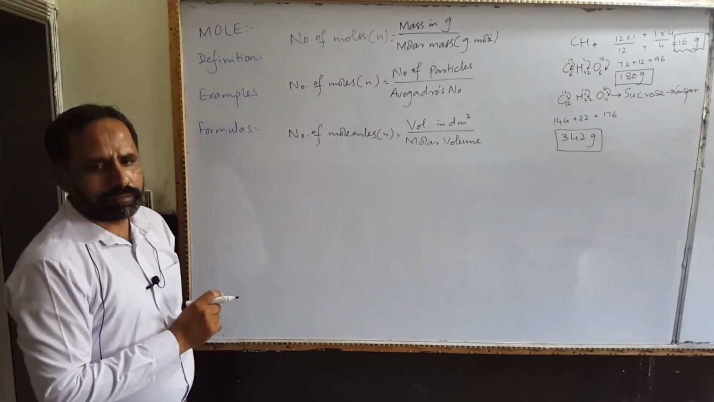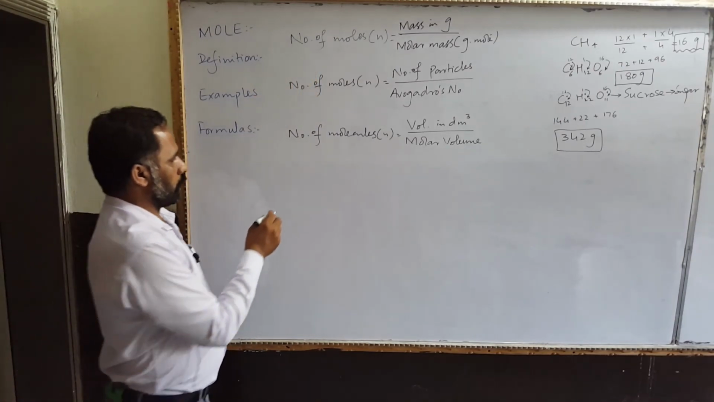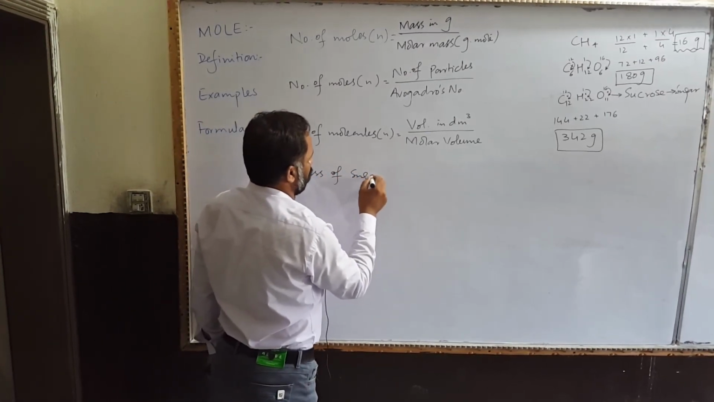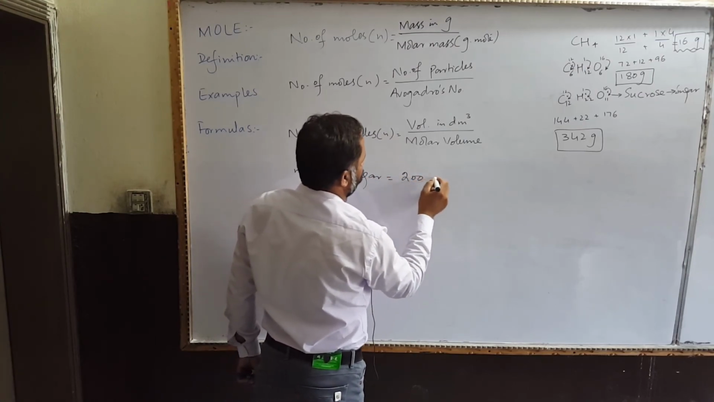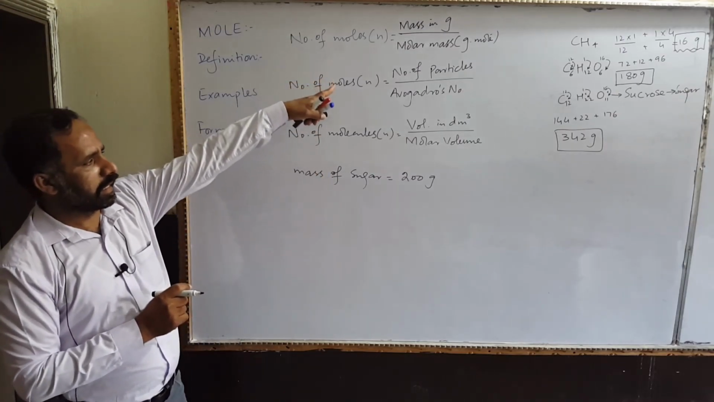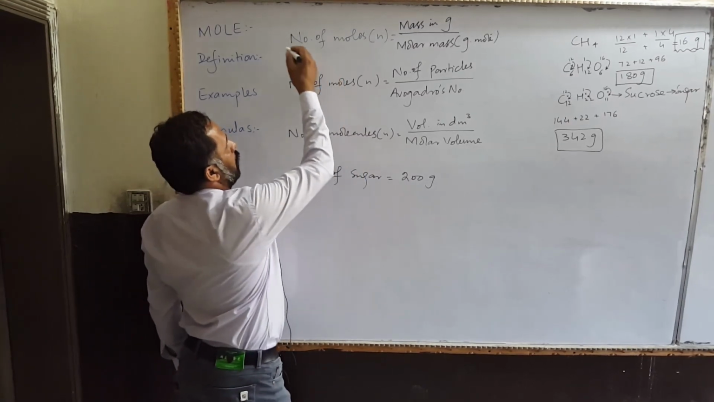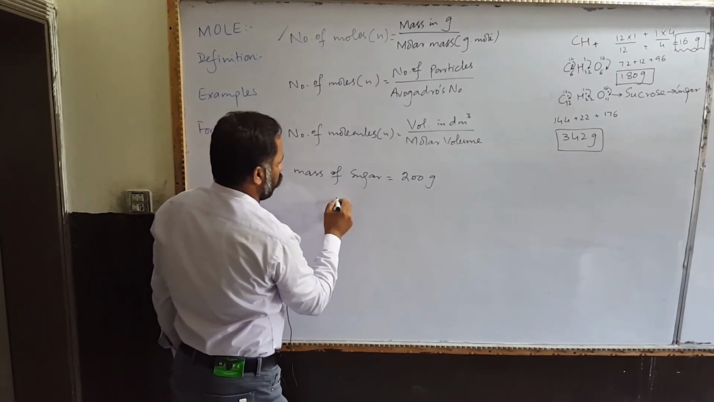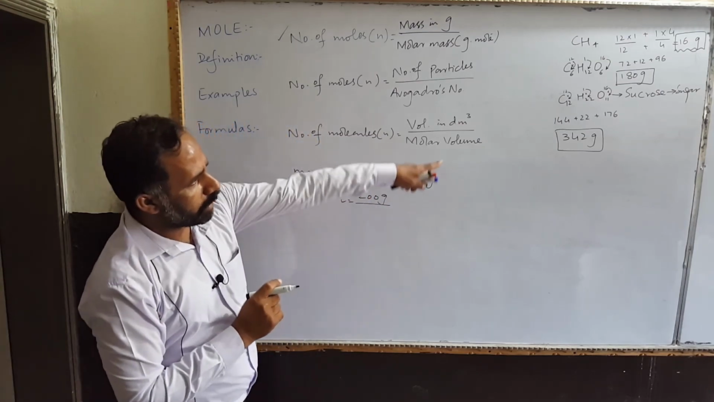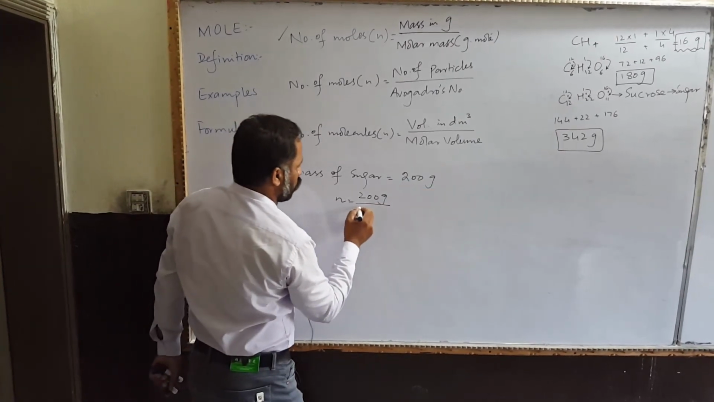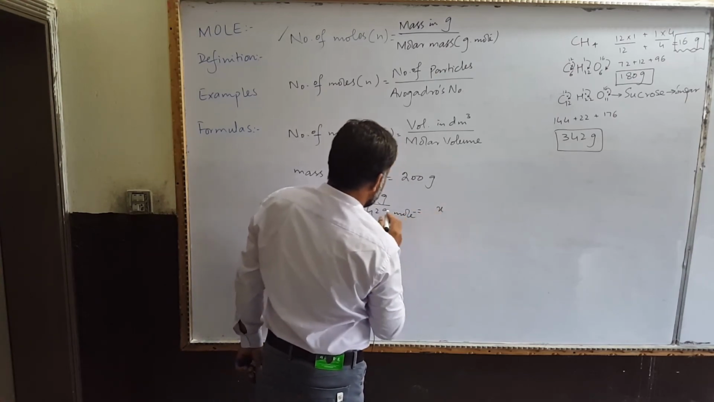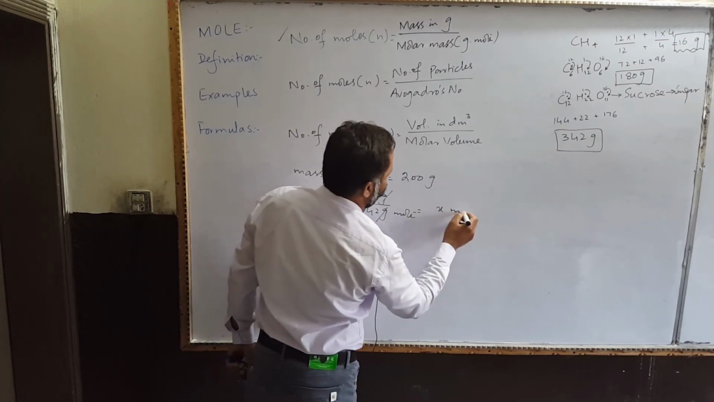For example, we have 200 gram of sugar, mass of sugar 200 gram. We have to calculate its number of moles. We will use the first formula because there is mass in gram. Number of moles is equal to mass in gram, 200 gram, over molar mass of sucrose. We have calculated it, 342 gram per mole. The answer will be x. This x, gram cancel, will be equal to x mole.